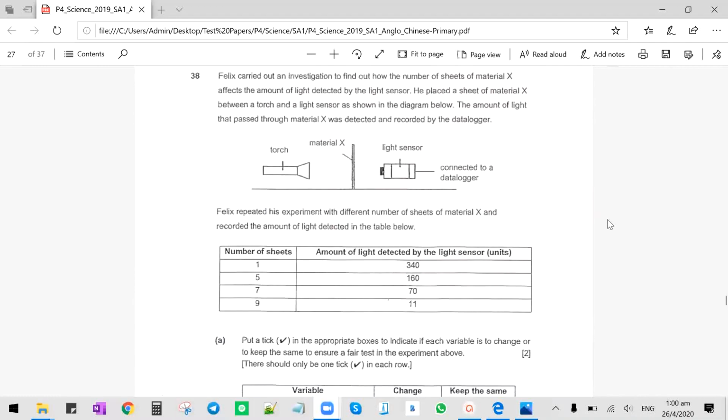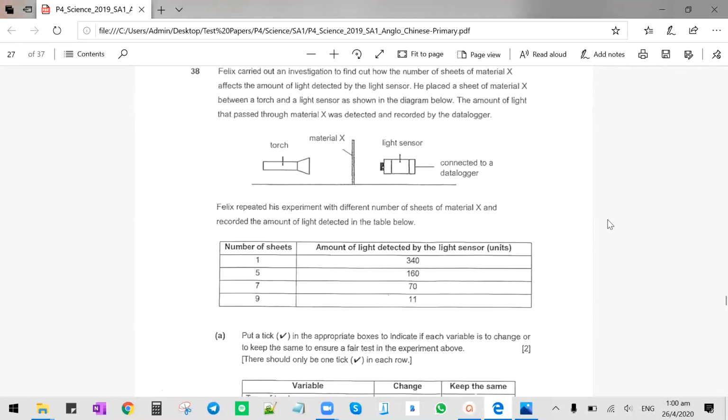Question 38. Felix carried out an investigation to find out how the number of sheets of material X affects the amount of light detected by the light sensor. He placed a sheet of material X between a torch and a light sensor as shown in the diagram below. The amount of light that passed through material X was detected and recorded by the data logger. So he repeated his experiment with different numbers of sheets of material X, and he recorded the amount of light detected in the table below. So you see, as the number of sheets increases, the amount of light detected decreases.